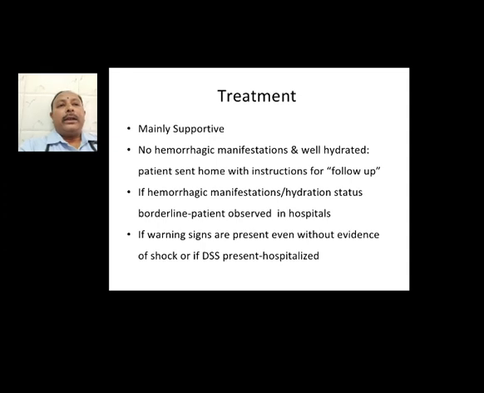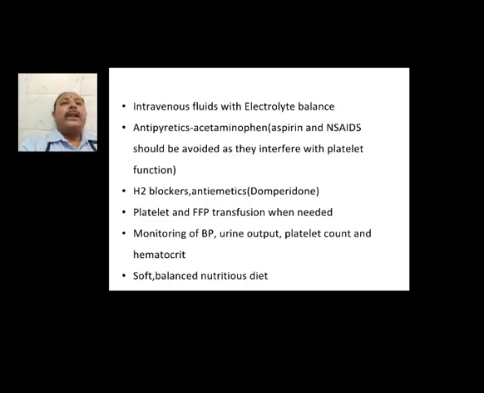Now, treatment is mainly supportive. If no hemorrhagic manifestation and the patient is well hydrated, the patient is sent home with instructions for follow-up. If hemorrhagic manifestation or hydration status borderline, the patient is observed in hospital. If warning signs are present even without evidence of shock, or if DSS is present, the patient should be hospitalized. Intravenous fluids, that is IV fluid, should be given with electrolyte balance.